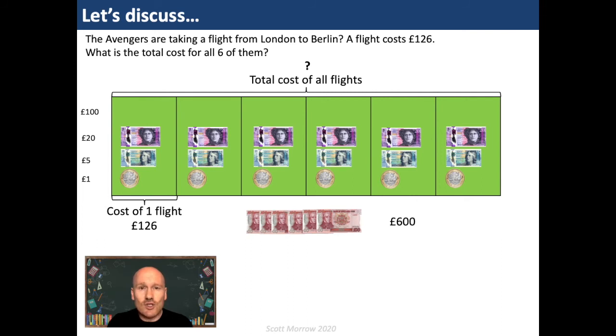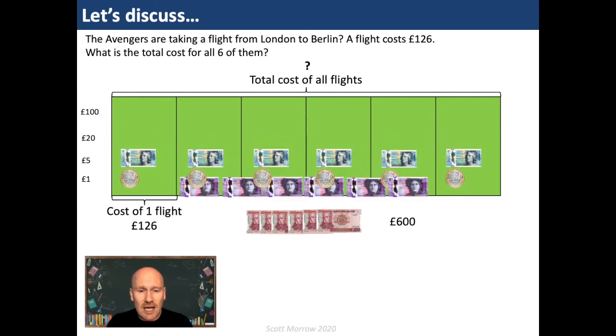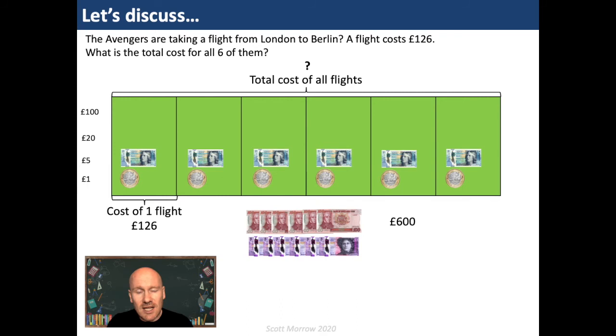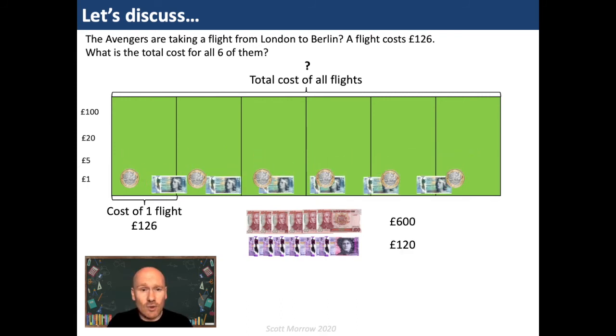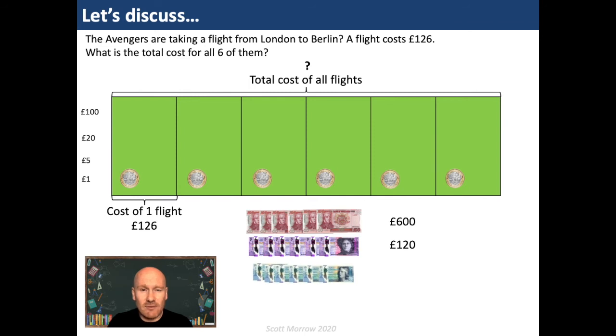Then I would take all those £20 notes. I've got 6 lots of £20, that gives me 120. Then I would collect in all those £5 notes. I've got 6 lots of £5, that's 30. And then lastly, I'm going to collect in those £6 coins, which gives me £6.